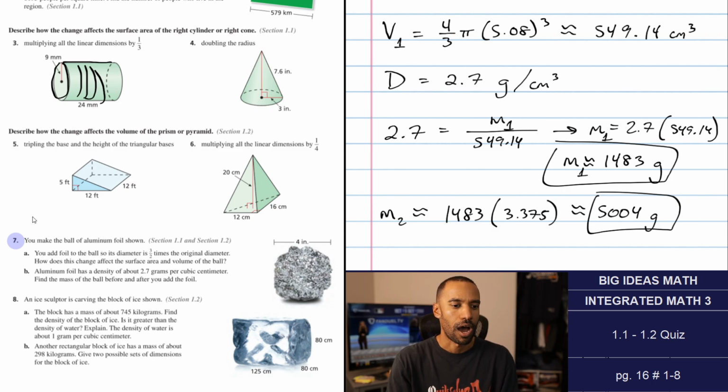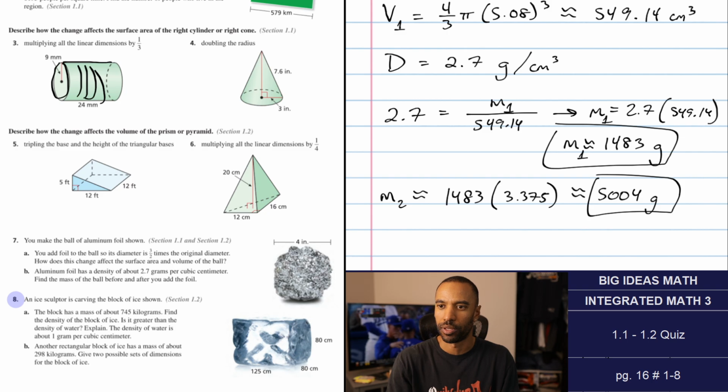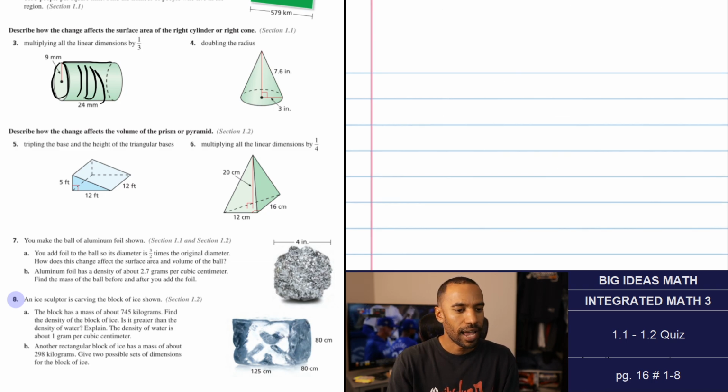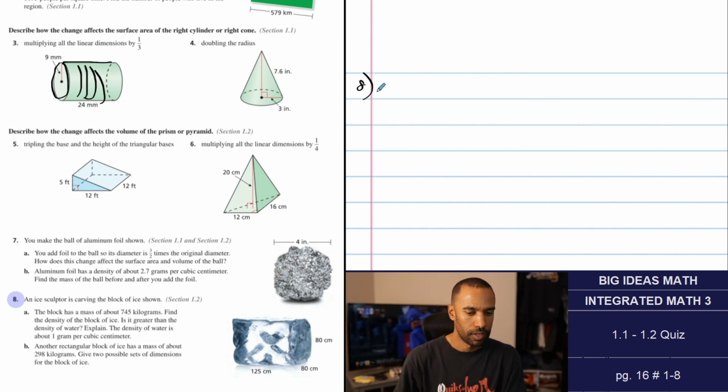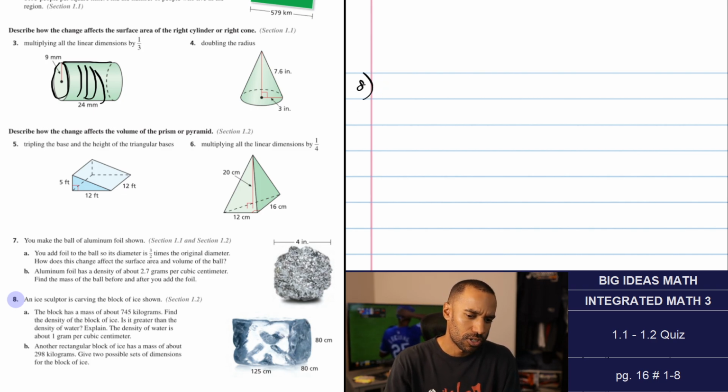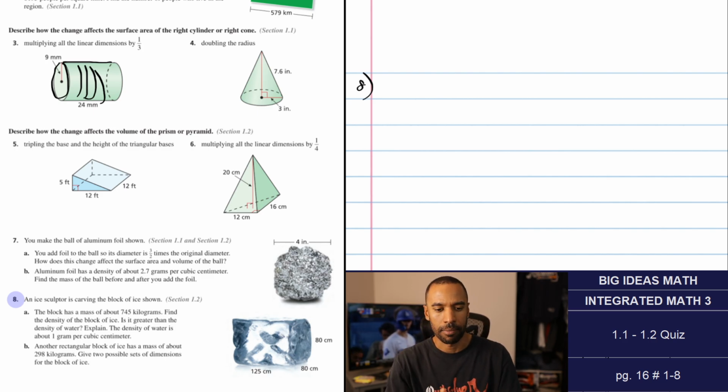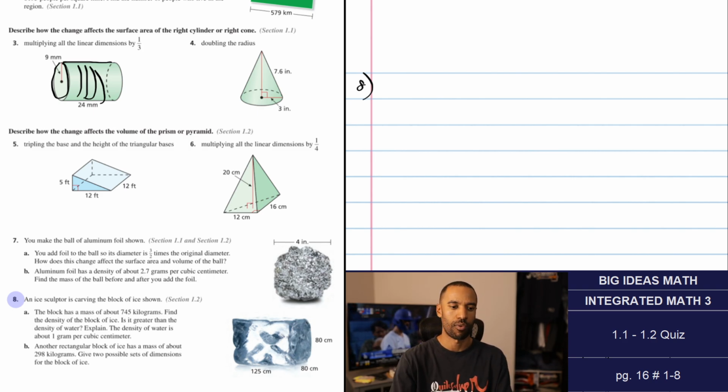Okay. All right. Last question, number 8. I don't know how much room I really need, so I'll just go to the next page. An ice sculptor is carving the block of ice shown. So it's like a rectangular prism, maybe a square. Well, it's a square prism with the 80 by 80. The block has a mass of about 745 kilograms. Find the density of the block of ice. Is it greater than the density of water? Explain. The density of water is 1 gram per cubic centimeter.